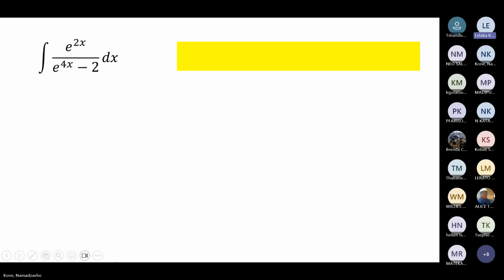Let me start. -1 over 2 square root of 2 arc coth e to the 2x over square root of 2 plus c. Coth is with an H, right? Yes, with an H. 100%. Then the number is in front.